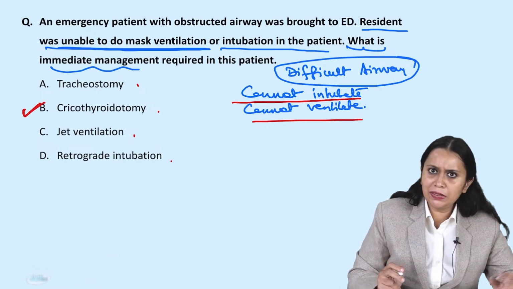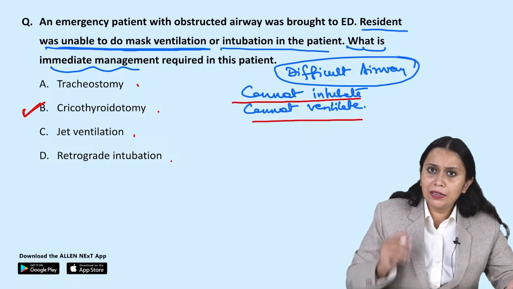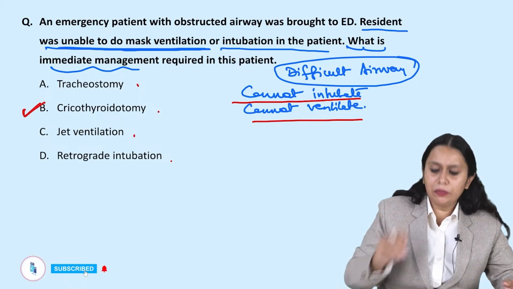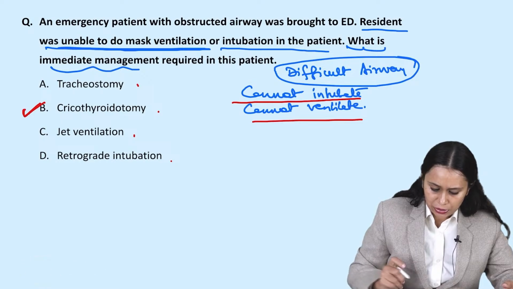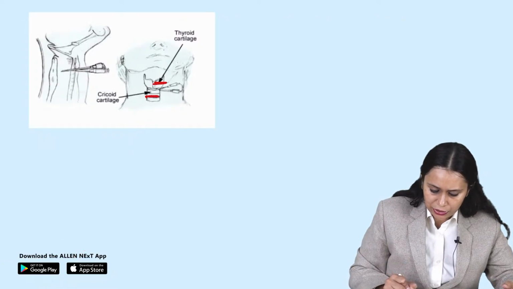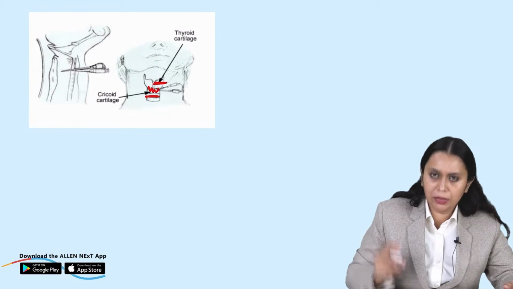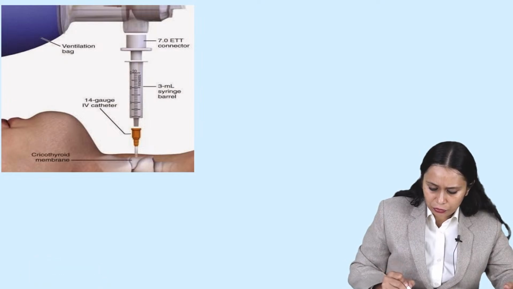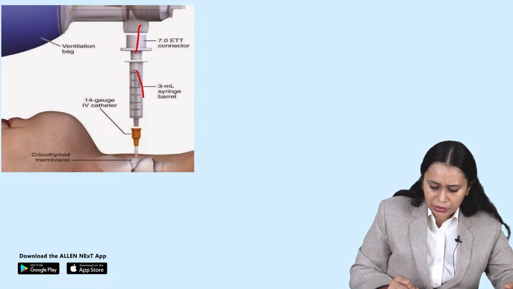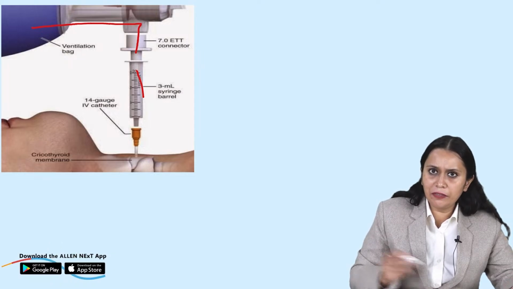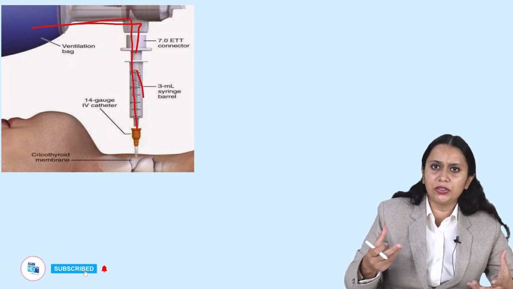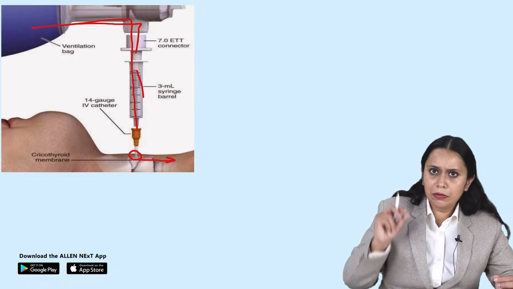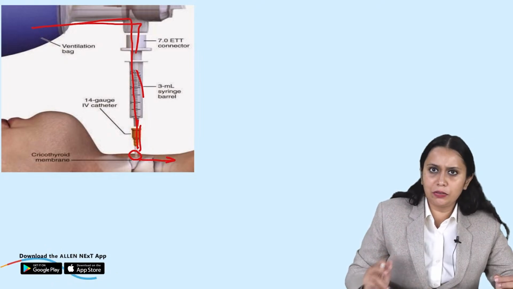Because tracheostomy is an elective procedure. It will take some time. It is not an emergency procedure. Cricothyroidotomy is done immediately between, let's say, if you see this is your thyroid cartilage, this is your cricoid cartilage. In between is the cricothyroid membrane. We take a thick bore needle and go inside. We connect it to the syringe and we connect it to the high jet ventilator, and so we give a very fast ventilation and try to maintain the oxygenation of the patient. Or we create a nick here and try to put a tube and through that we do ventilation.